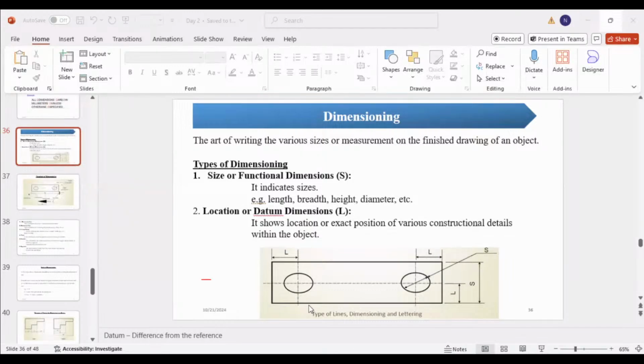So it indicates sizes, e.g. length or breadth or height, diameter, etc.